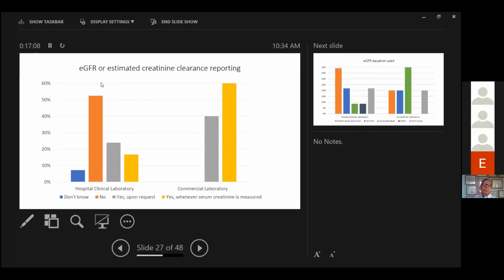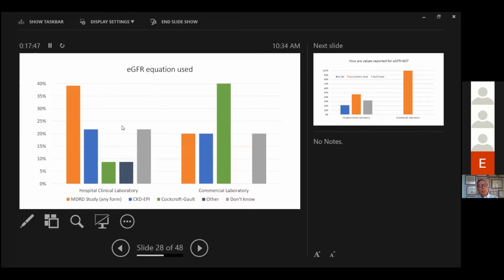We asked whether eGFR or estimated creatinine clearance was reported when serum creatinine was measured. And we asked to indicate whenever serum creatinine is measured, and the commercial labs usually follow this, which I think is a good idea. But the hospital clinical laboratories didn't do it whenever serum creatinine was measured, but did it on request, or didn't report estimated GFR or estimated creatinine clearance alone, but didn't report the estimations at all. They just reported creatinine. And some people didn't know.